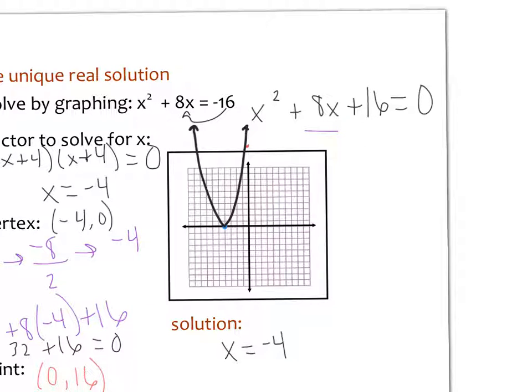And then I notice that my parabola crosses the x-axis one time, so I have one solution, which is actually where my vertex is, and that is at -4. So again, here was an example where we had one unique real solution to a quadratic equation, and we used factoring and graphing to help us solve.